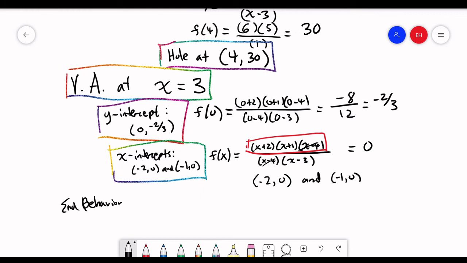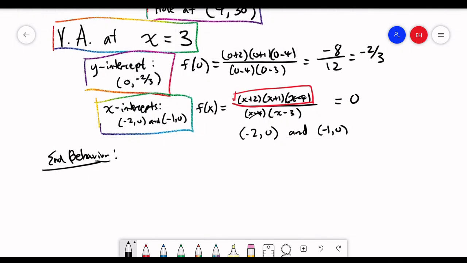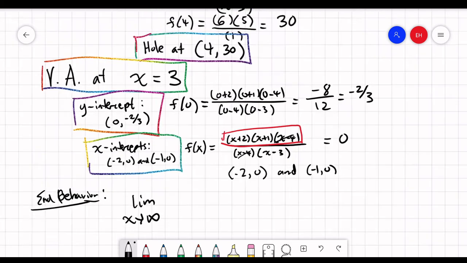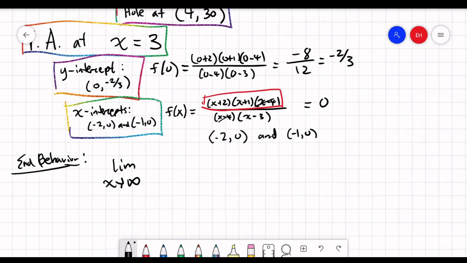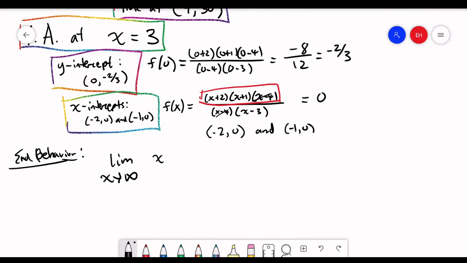All right, now we're going to analyze the end behavior. And again, I want to introduce this calculus notation we're going to see a lot when we get into the second quarter. The limit as x goes to infinity. Again, that just means x is going to approach infinity. What happens to this, which I'm going to write here? x cubed minus x squared minus 10x minus 8 over x squared minus 7x plus 12. I just rewrote the function down here so you guys can see it.